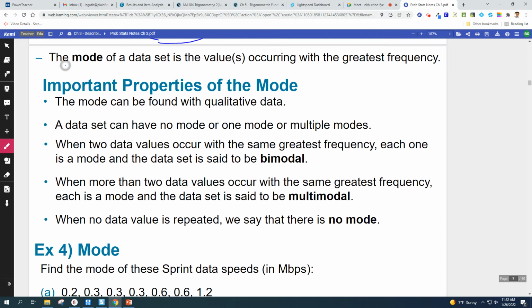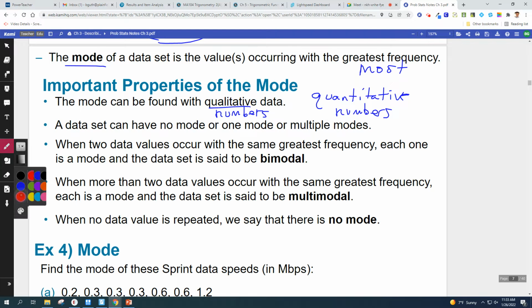The mode of a data set is the value or values occurring with the greatest frequency. Most. Mode. Most. The one that occurs most often. That's the mode. The mode can be found with quantitative data. Actually, no, I said that wrong. Quantitative. Quantitative, quantity, that's talking about numbers.